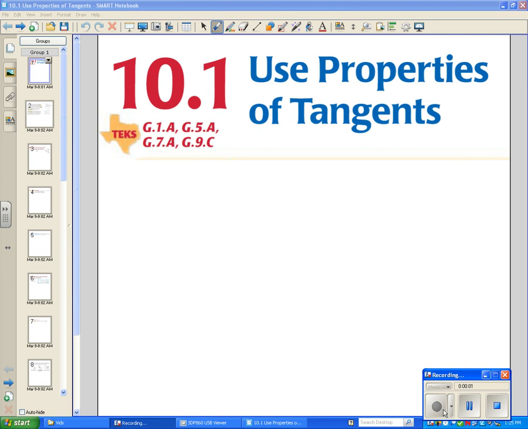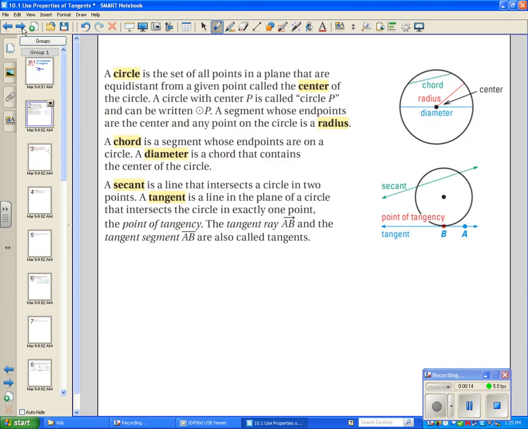And we got 10.1, use properties of tangents. Tangents being something like this. Note that this is perpendicular to the radius, even though I drew it pretty poorly. Go ahead and draw what you see here and here.